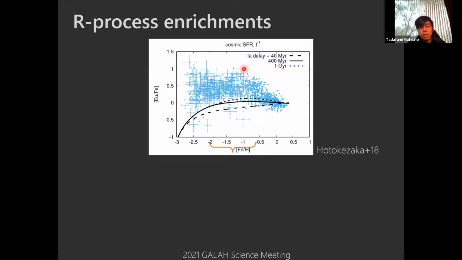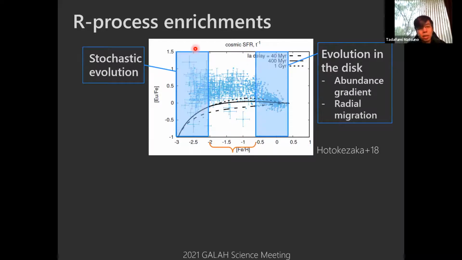Today, I'm going to study this by studying stars in the metallicity range around -1 in [Fe/H]. Below this metallicity, the expected number of r-process nucleosynthesis events becomes small in each galaxy, so the evolution of r-process abundance becomes stochastic. At higher metallicity, stars are formed in the Milky Way disk, where there would be an abundance gradient, and the stars also move because of radial migration.